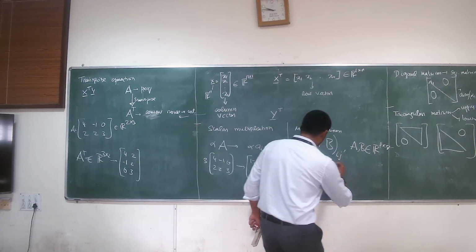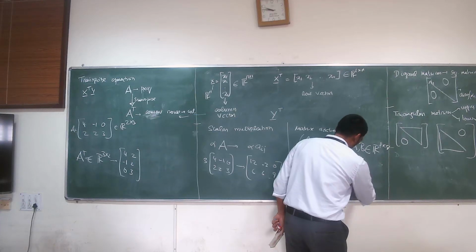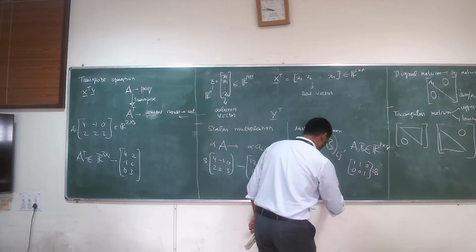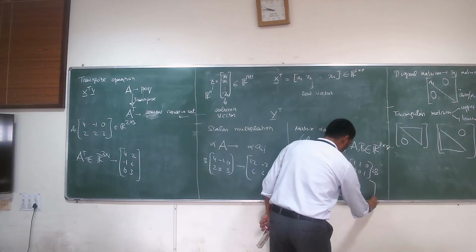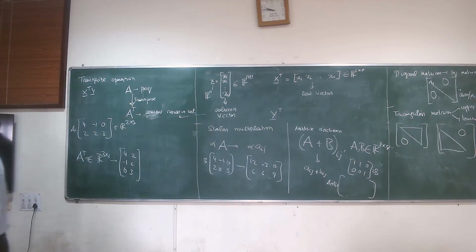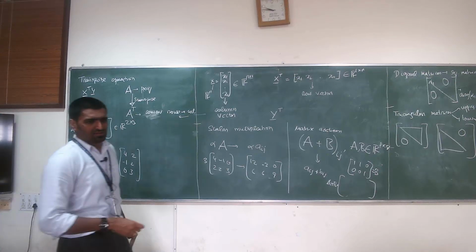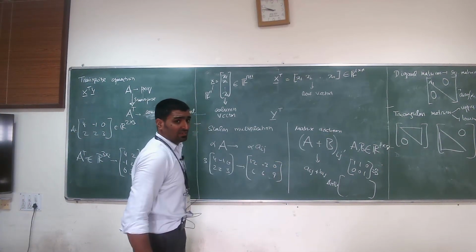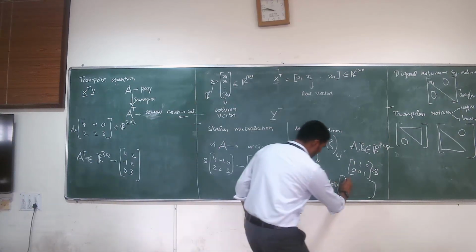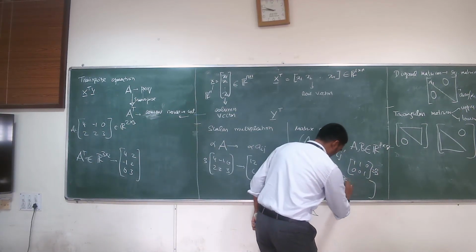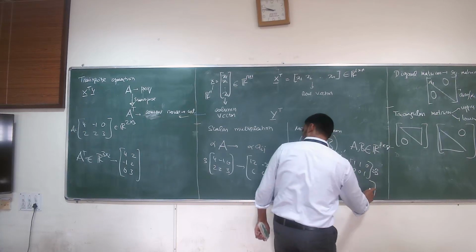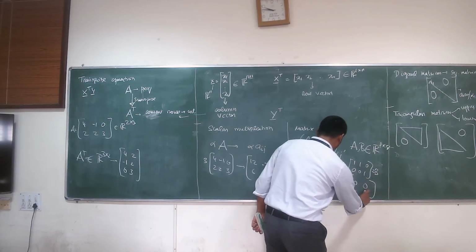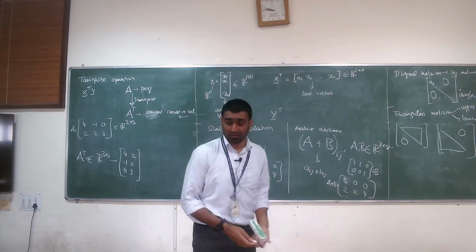Again, if that was A and this is B, what is A plus B? What is the first element of A plus B? Okay, 5, 0, 0, is it? Yeah, okay. That's it. That's matrix addition.